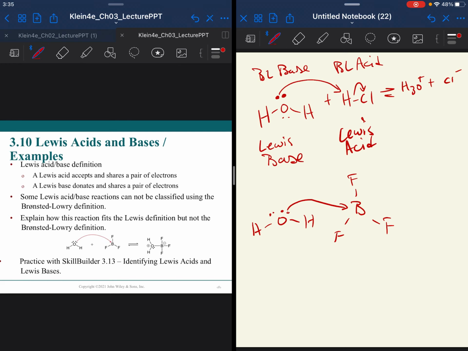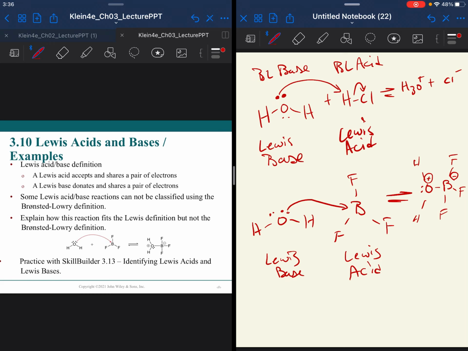Now, in this case, there is no proton being broken off, so we aren't going to see a second arrow. There's no bond breaking, and so we wind up getting this cool little complex between the water and the boron trifluoride, and you just wind up with a positively charged oxygen and a negatively charged boron. It fits Lewis, right? So this is your Lewis base still, and this is your Lewis acid, but it would not be considered a Bronsted-Lowry base or acid.